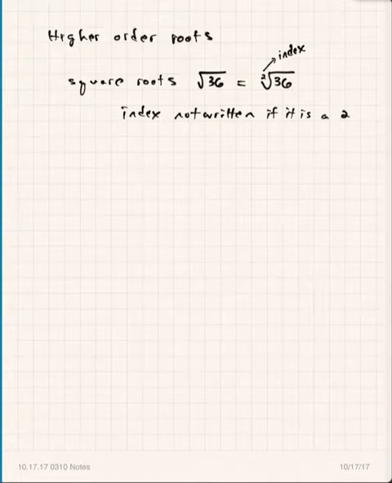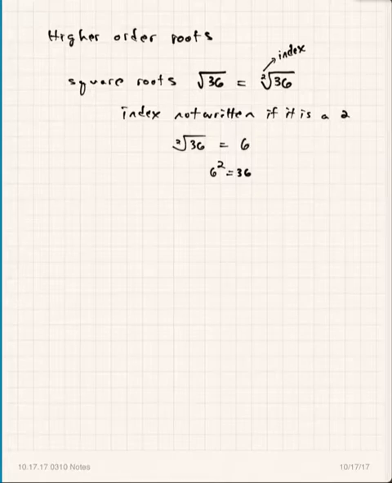And then what does that 2 tell you? That 2 tells you that when you're talking about the square root of 36, you're looking for a number that when you square it, you get 36, right? The positive number that when you square it, you get 36. So since 6 squared is equal to 36, the square root of 36 is equal to 6. No big deal. Well, that index can be any whole number.